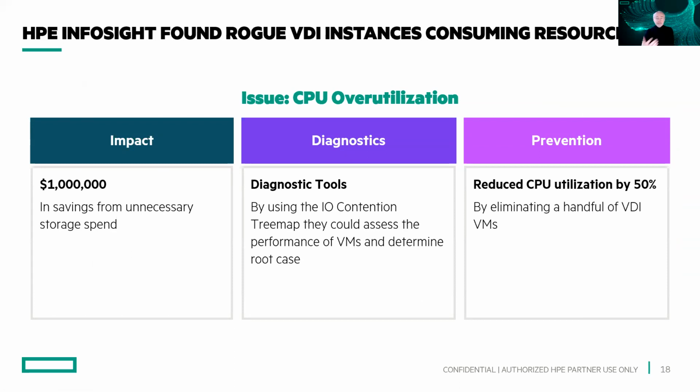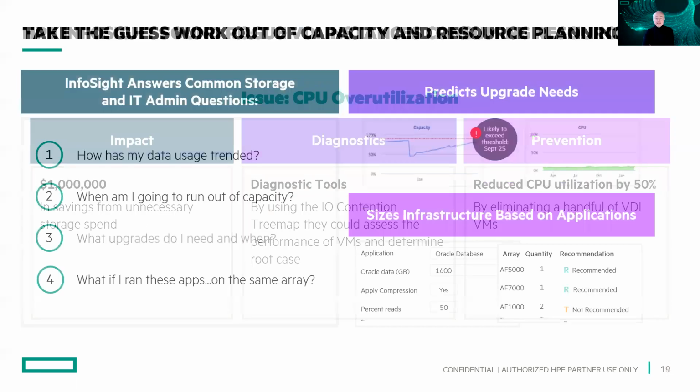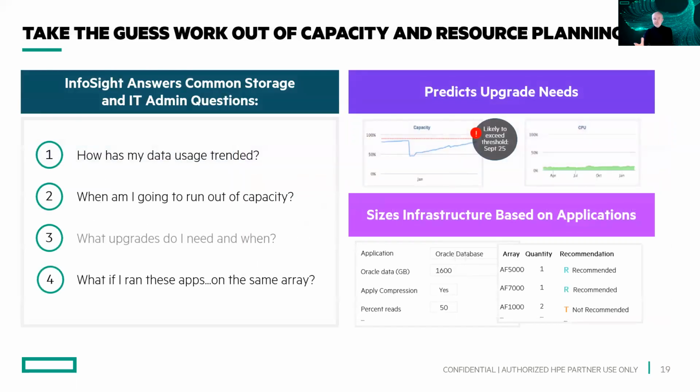There was way too much IO contention. In that tree map that I just showed you, they could find all those VMs abusing the system. By eliminating those few VMs, they saved a lot of money, by moving them. Other practical examples are about the guesswork in capacity and resource planning as well.